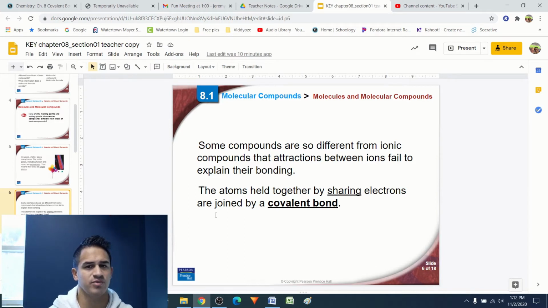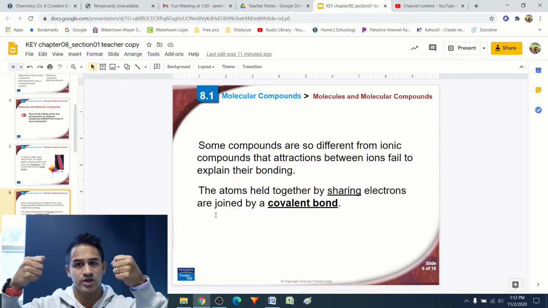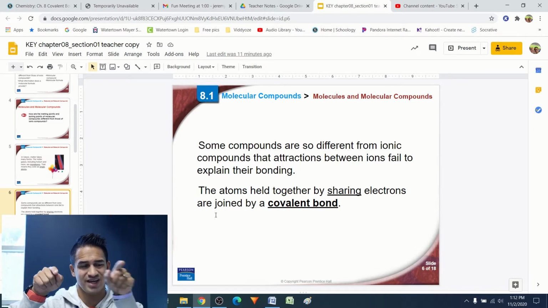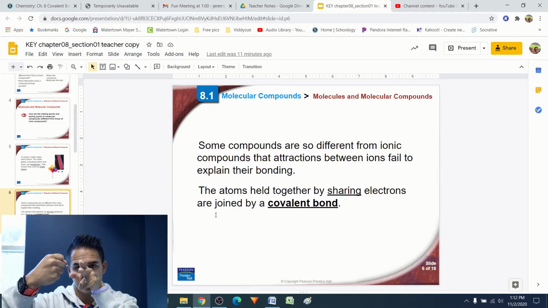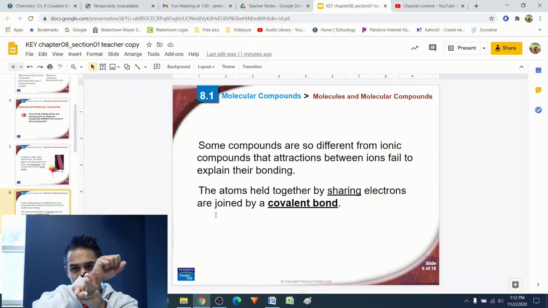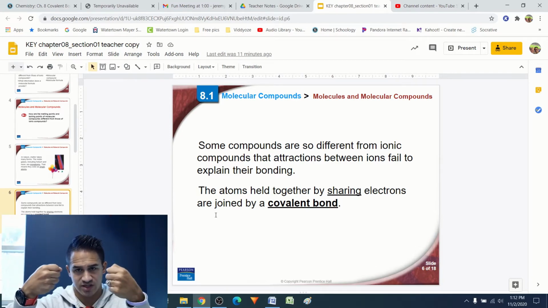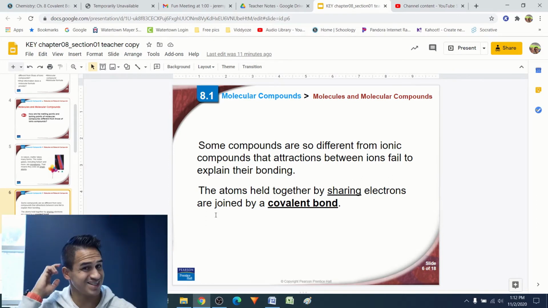Sharing means that instead of one electron leaving and going to another atom, it actually sits in between both atoms and essentially exists for both of them. Imagine you have two atoms and there are electrons in the middle, and those electrons are part of this atom here, and they're also part of this atom over here. They're connected to both atoms at the same time. That's what we mean by sharing. This is what we call a covalent bond or a molecular bond. Again, molecular and covalent are essentially the same thing.